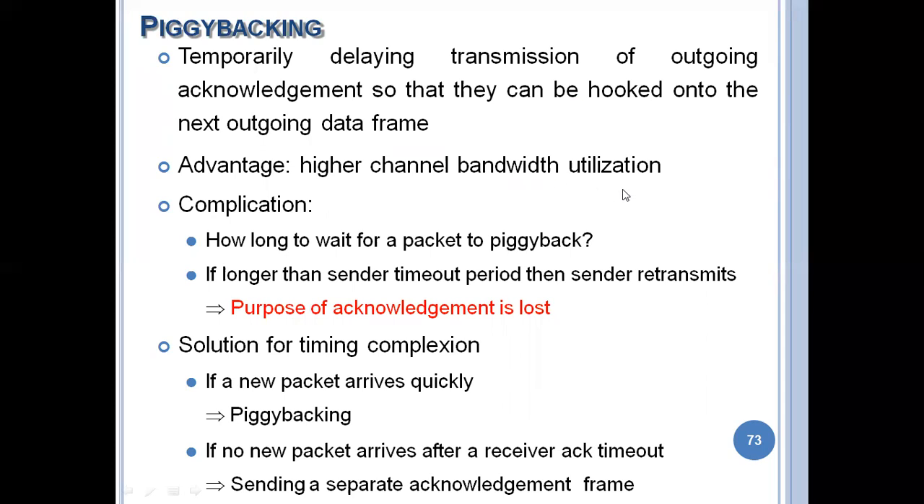Why? Because whenever we add the acknowledgement to the outgoing frame, the bandwidth is automatically saved. So the higher channel bandwidth is utilized, and the complication is how long to wait for a packet to piggyback. How long will a packet wait, and how much time will it spend in the piggy bank area? Because only when the outgoing frame is ready do we transmit the acknowledgement.